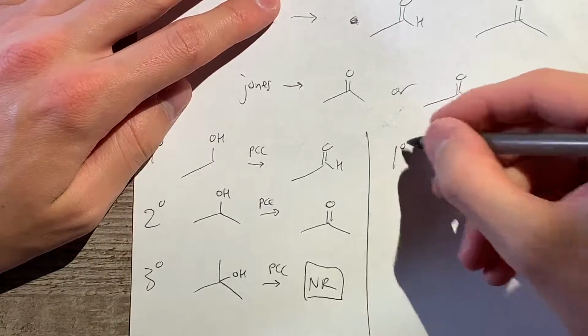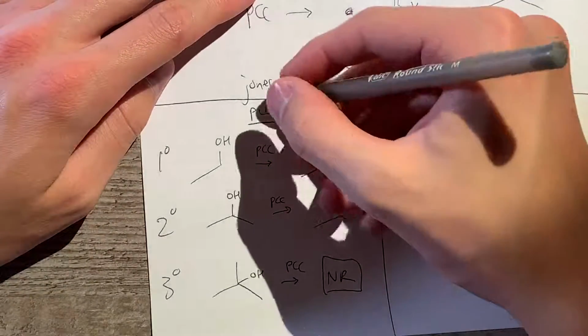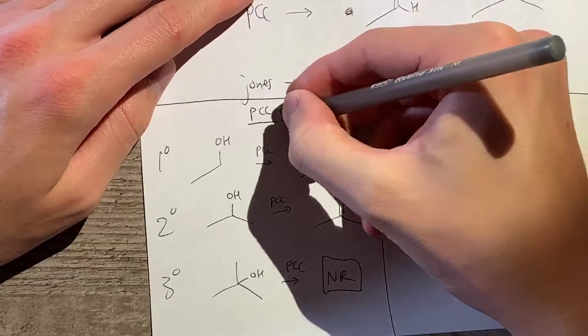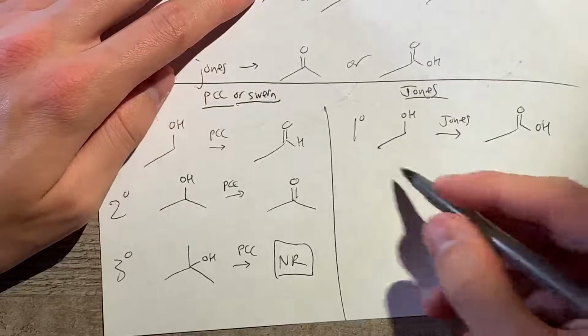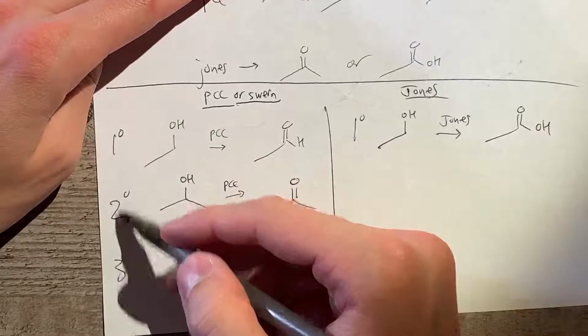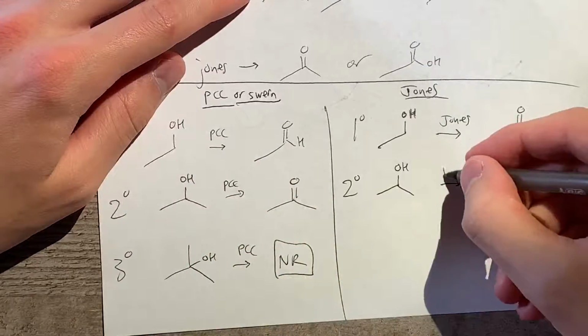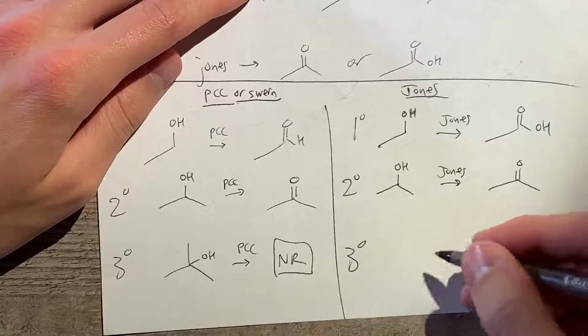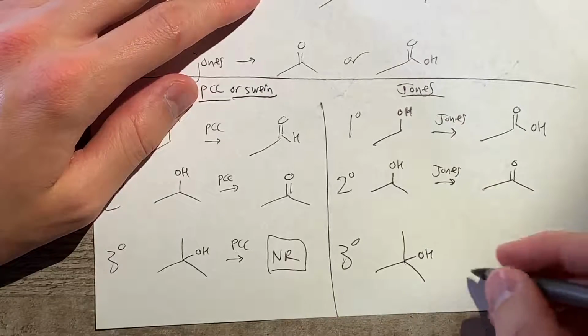Contrast this with Jones. This is a cool kind of chart that I'm just thinking up right now. Figured why not? I mean, this is actually kind of looking good so far. So you got your primary, secondary, tertiary, that's regarding the alcohol. So with Jones, we do ketones. So let's try tertiary alcohol. You can't form 5 bonds to a carbon.